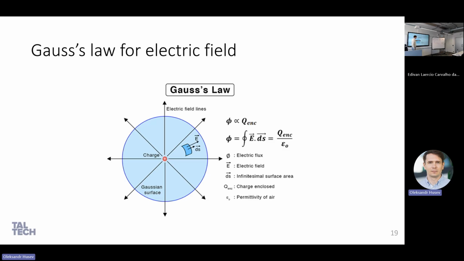Here is the electric field, which shows that the total integration of electric field over the surface is defined by the amount of charge located in the surface that you actually closed or enclosed. This is the basic, so-called Gauss law. How can it be used? For example, a very simple one.